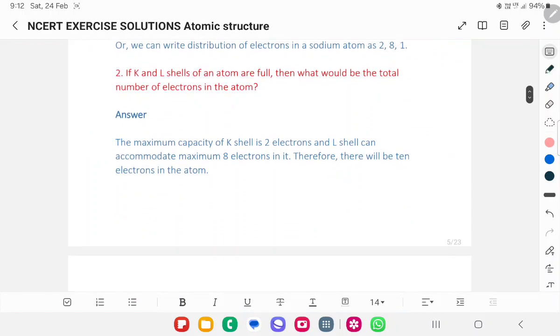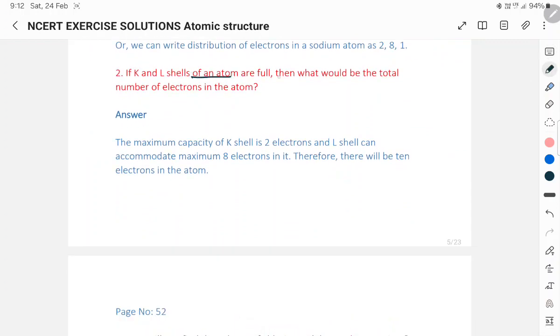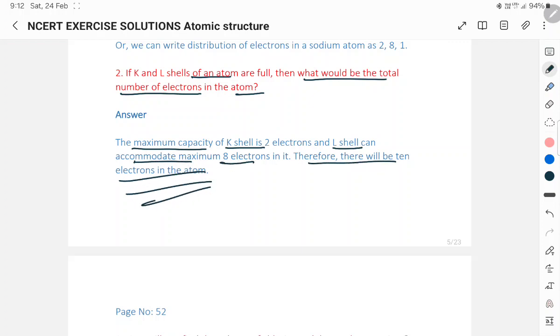Now, if the K and L shells of an atom are full, then what would be the total number of electrons in the atom? The maximum capacity of the K shell is 2 electrons and the L shell can accommodate a maximum of 8 electrons. Therefore, there will be 10 electrons in the atom.